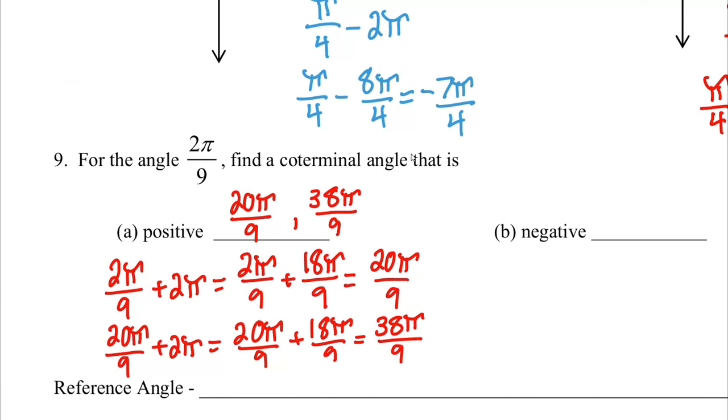Also, sometimes when you add 2 pi the first time, it may not get you to a positive coterminal angle. So you need to keep adding 2 pi until you get to something positive. Does that make sense?